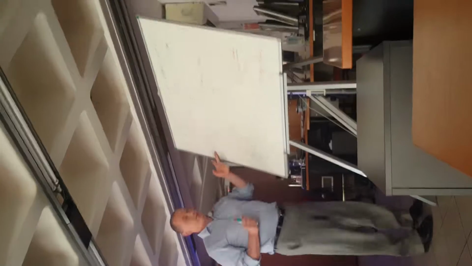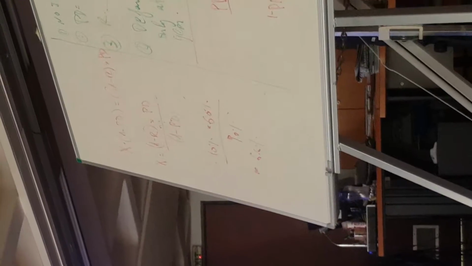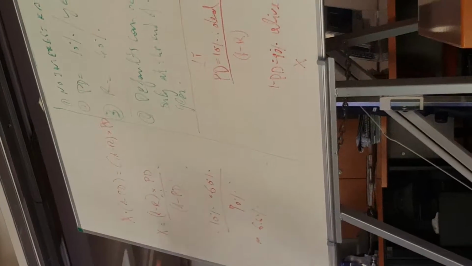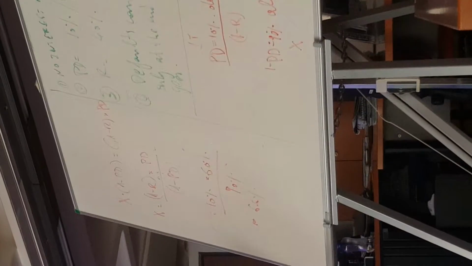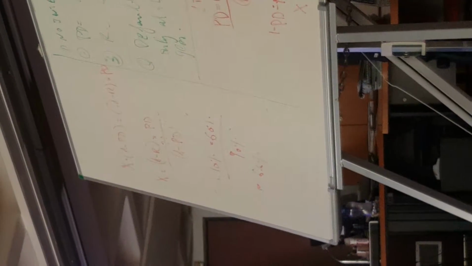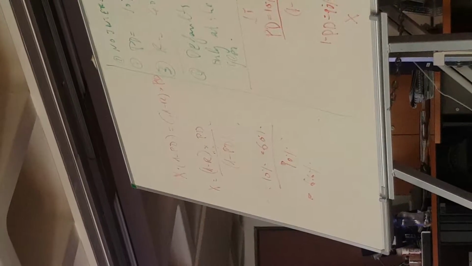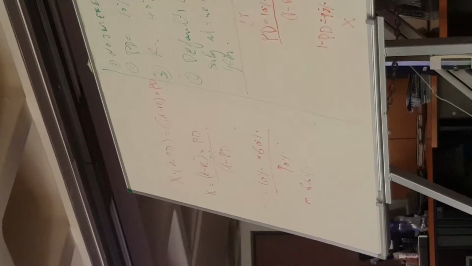Do you notice something strange here? Is X bounded? Is there an upper limit on X? Could X ever be above 100%? Why? What's the limit as PD goes to 1? It's infinity. As PD goes to 1, the limit for X is infinity.